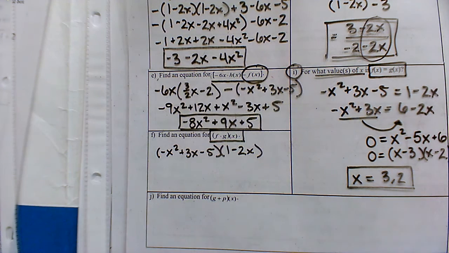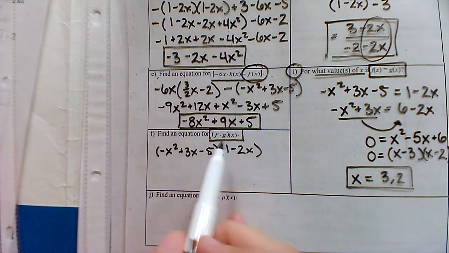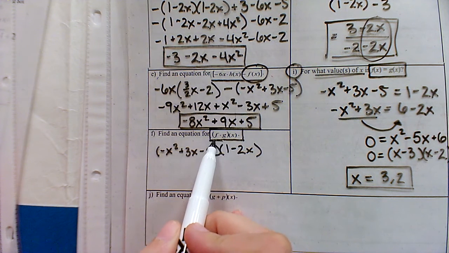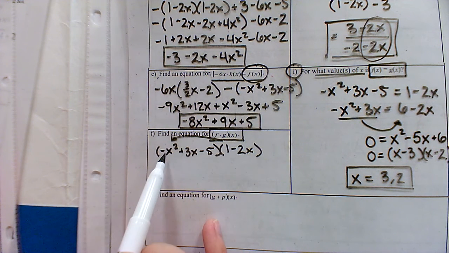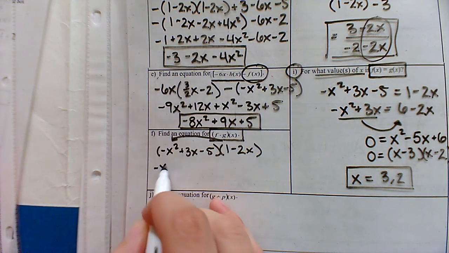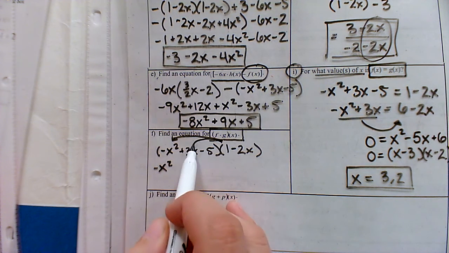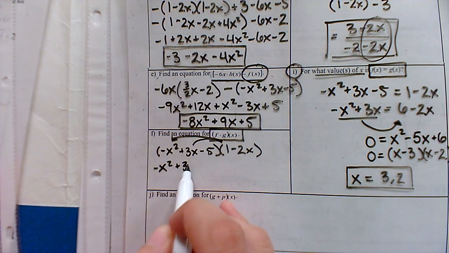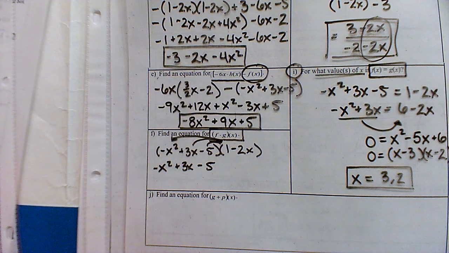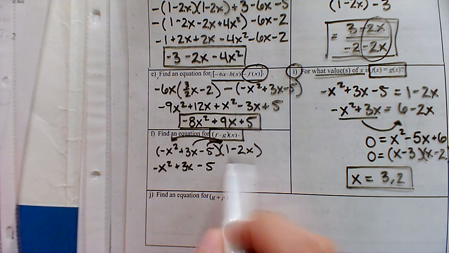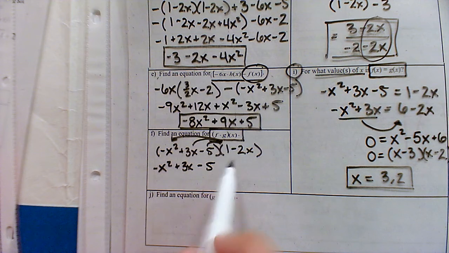All right, so let's go through some major distribution here. Okay, if we take the 1 and distribute in, we'll start over all the way on the left-hand side. 1 times negative x squared is a negative x squared. 1 times 3x is a 3x. 1 times negative 5 is a negative 5. Now we still have to do the same thing, but distribute in the negative 2x.